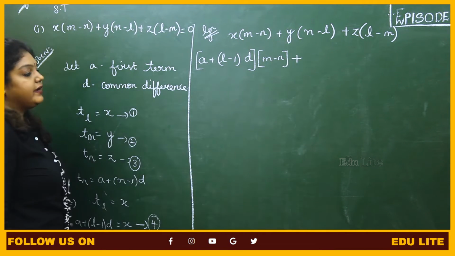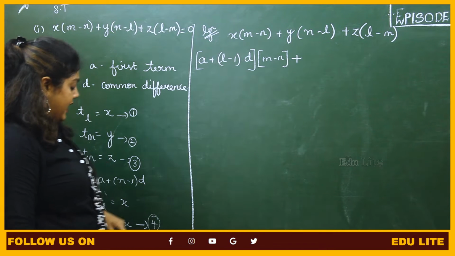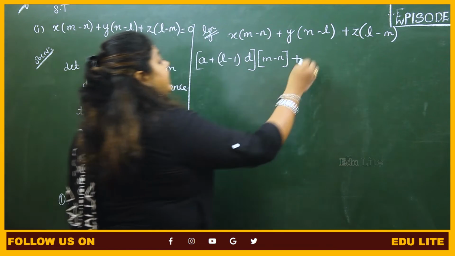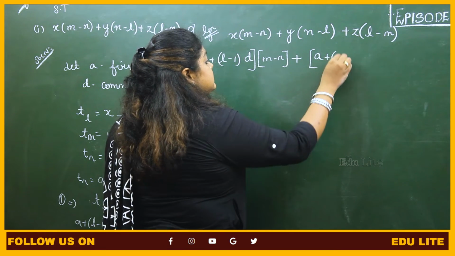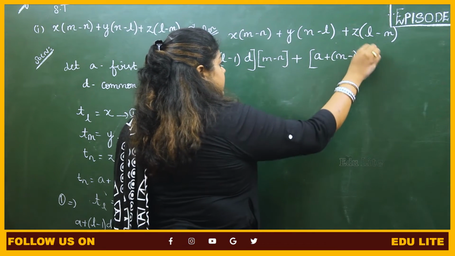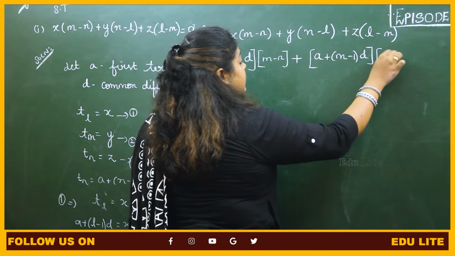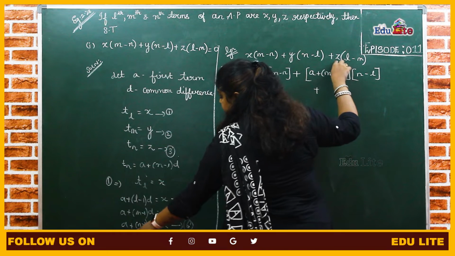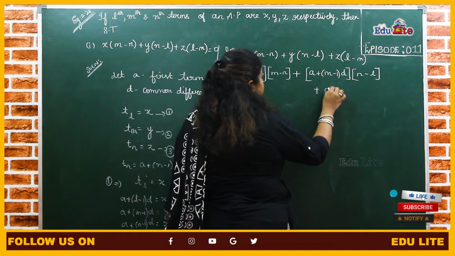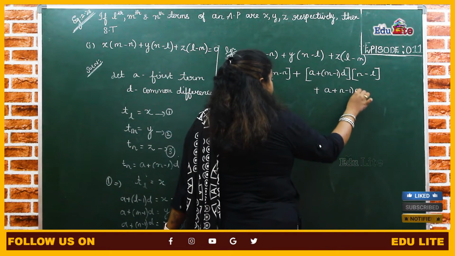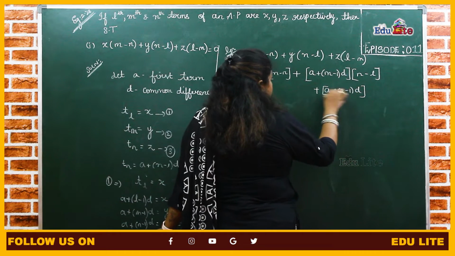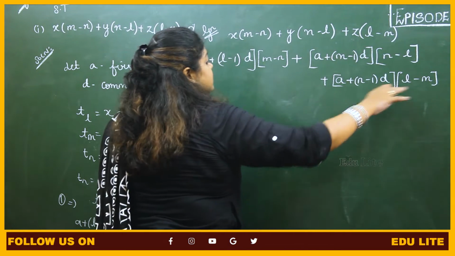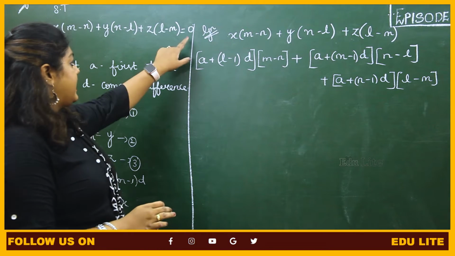Next, we are going to write the value of y as a plus m minus 1 into d. So, y is written as a plus m minus 1 into d, and we have n minus l. Next is z, we are going to write it as a plus n minus 1 into d, into l minus m. We have to simplify this and bring the right hand side as 0.